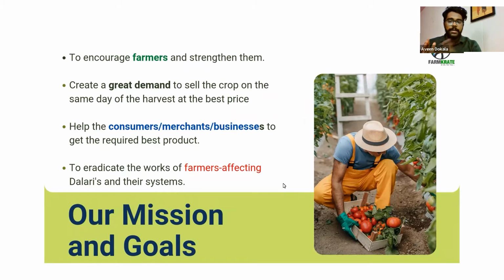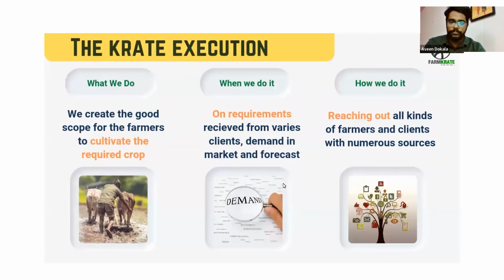In this, we create a demand at the farmer stage by taking the orders from the merchants and business people all around, or the food processing units all over the country. This step of Farmkrate is just to avoid the dalali system that is affecting farmers. And what we do in Farmkrate, we ask the farmers to cultivate the required crop.